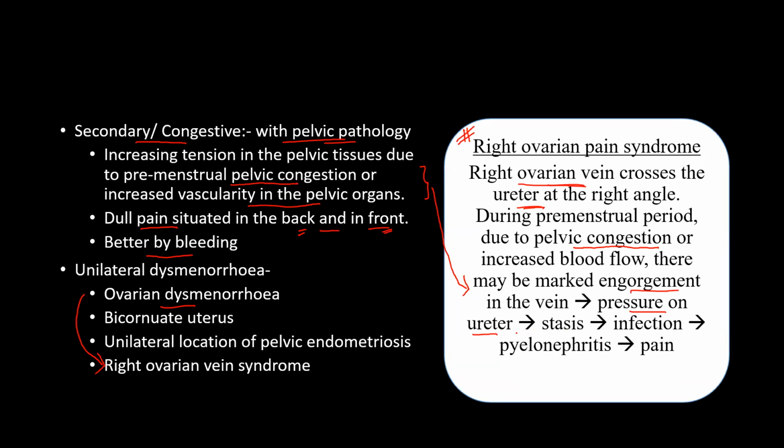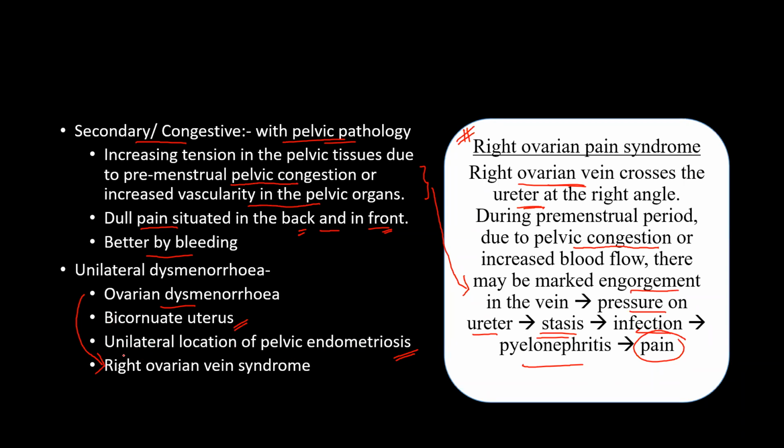And when there is a pressure on the ureter, there will be stasis of urine. There will be a blockage. And because of that, there will be stasis of the urine. And that will lead to infection. It will lead to pyelonephritis. And finally, we have pain. Okay, so that is called an ovarian dysmenorrhea. It usually occurs in bicornuate uterus. Okay, and unilateral location of pelvic endometriosis. Okay, so this is a unilateral location of the pelvic endometriosis.